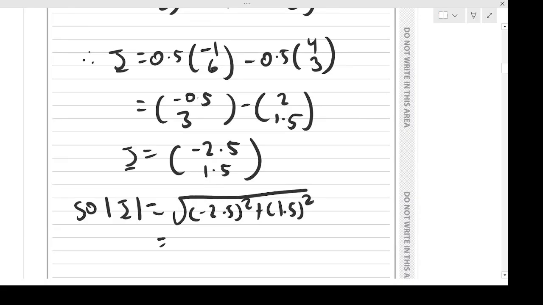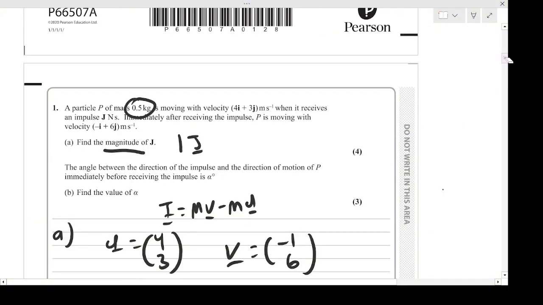If I chuck that in the calculator, I get root 34 over 2 in exact form. Okay, so there we are. So that's my magnitude. Cool. Then it says the angle between the direction of the impulse and the direction of motion of P before receiving the impulse is alpha. Find the value of alpha.